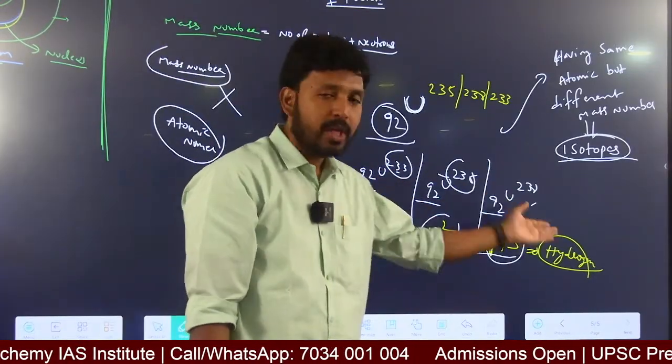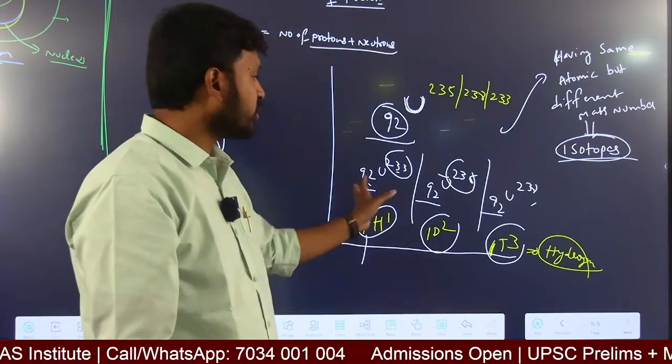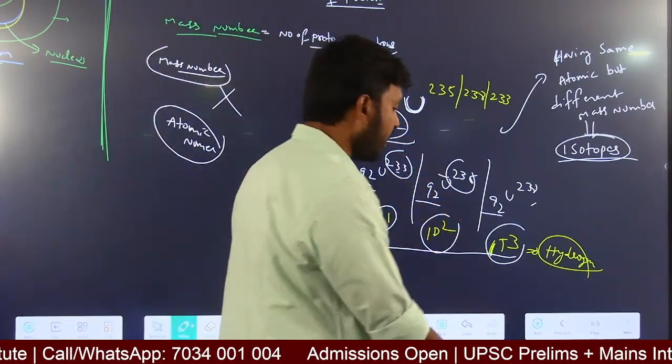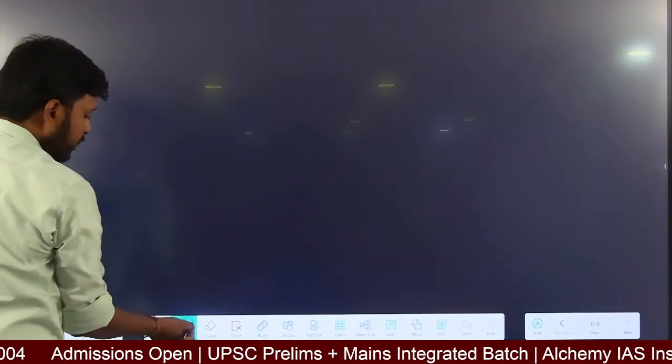Similarly, isotopes of uranium. So now we have understood there are different isotopes with respect to uranium. So an isotope is nothing but any element which has the same atomic number but a different mass number. Now let me go to another topic.